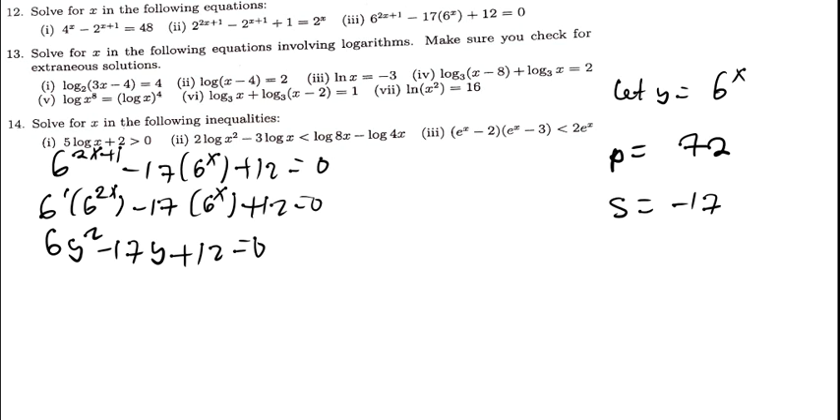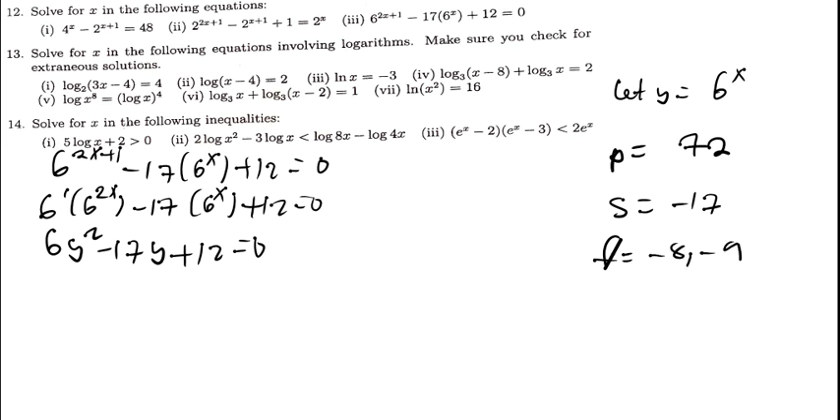It should be negative 8. Yeah, negative 8 and negative 9, because negative 8 times negative 9 is 72. Then negative 8 times... negative 8 times 1 2 3 4 5 6 7 8, yes, 72. So the factors are negative 8 and negative 9.